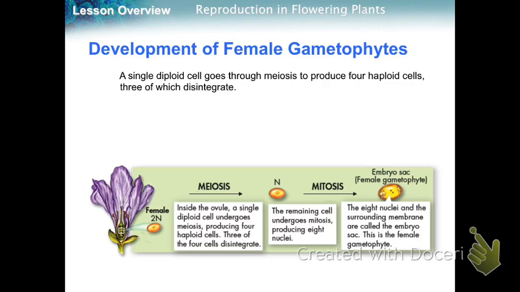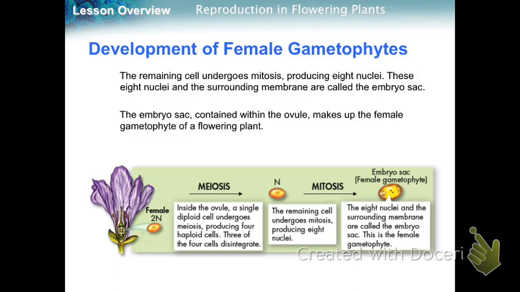So just like other female meiosis events that we've talked about, a single diploid cell goes through meiosis to produce 4 haploid cells, 3 of which disintegrate. So again, there's only 1 haploid female gamete that comes out of meiosis. In plants, just like in animals. That remaining cell undergoes mitosis, which produces 8 nuclei. These 8 nuclei and the surrounding membrane are called the embryo sac. So the embryo sac that's within the ovule makes up the female gametophyte, the female gamete of the flowering plant.